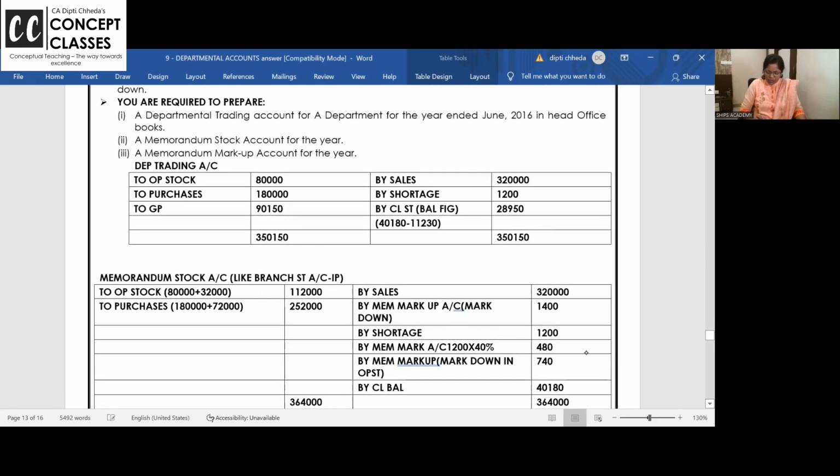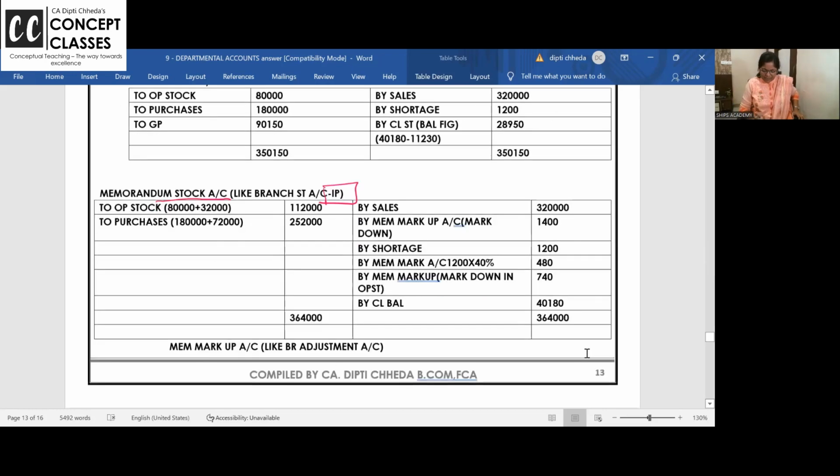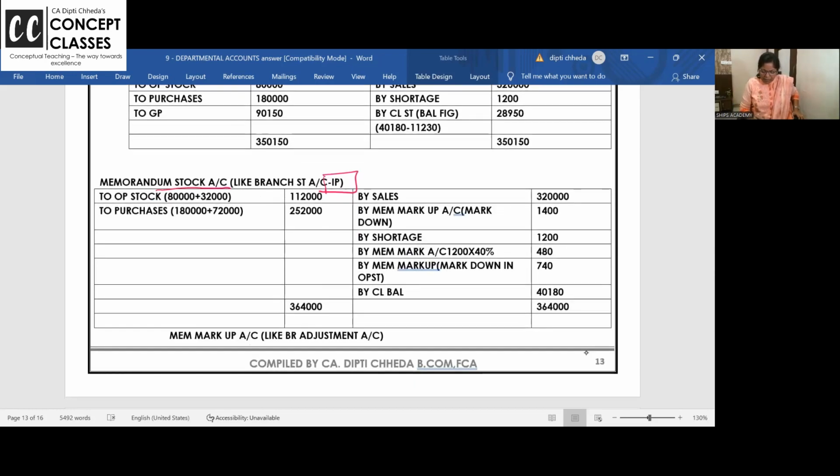Memorandum stock account, which is like branch का stock account बनाते हैं ना, opening फिर goods received and all that. तो branch के stock की तरह. But memorandum stock account, everything is at invoice price. Look at the screen just. And memorandum markup account is like branch adjustment account where you put all at loading.